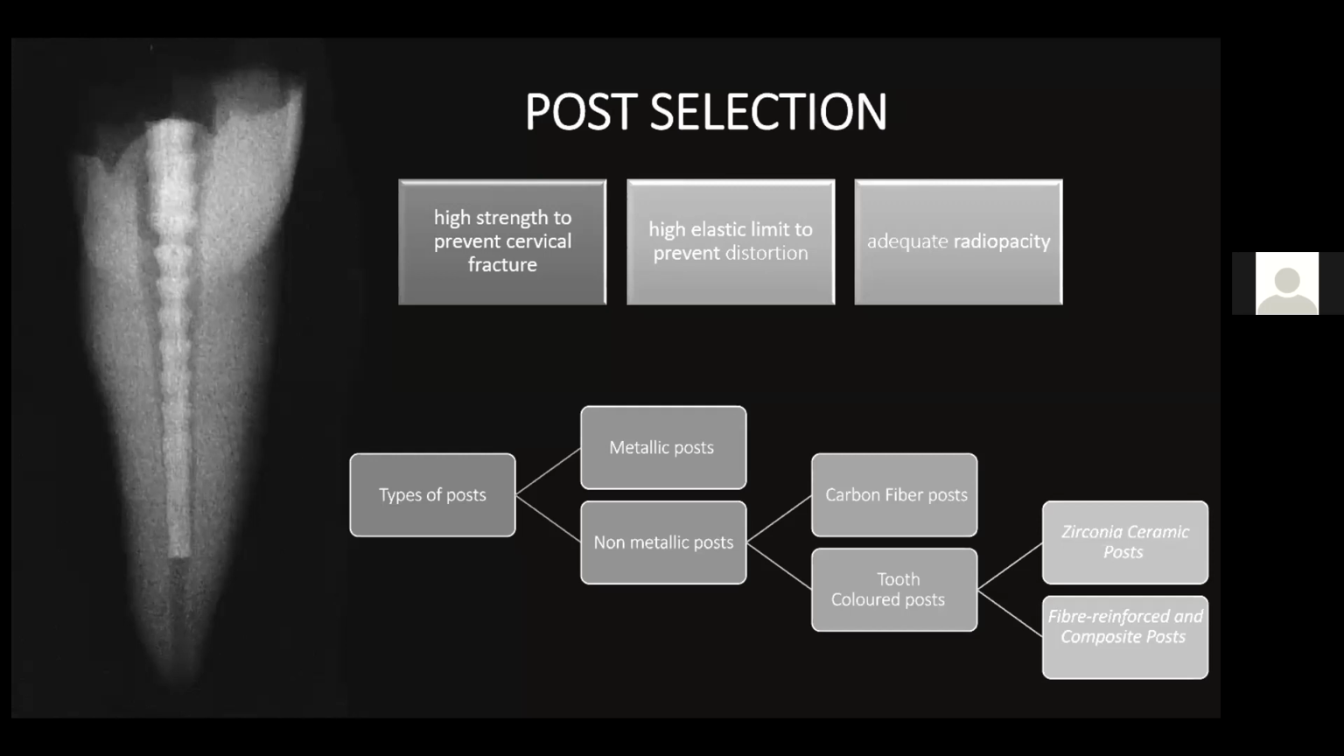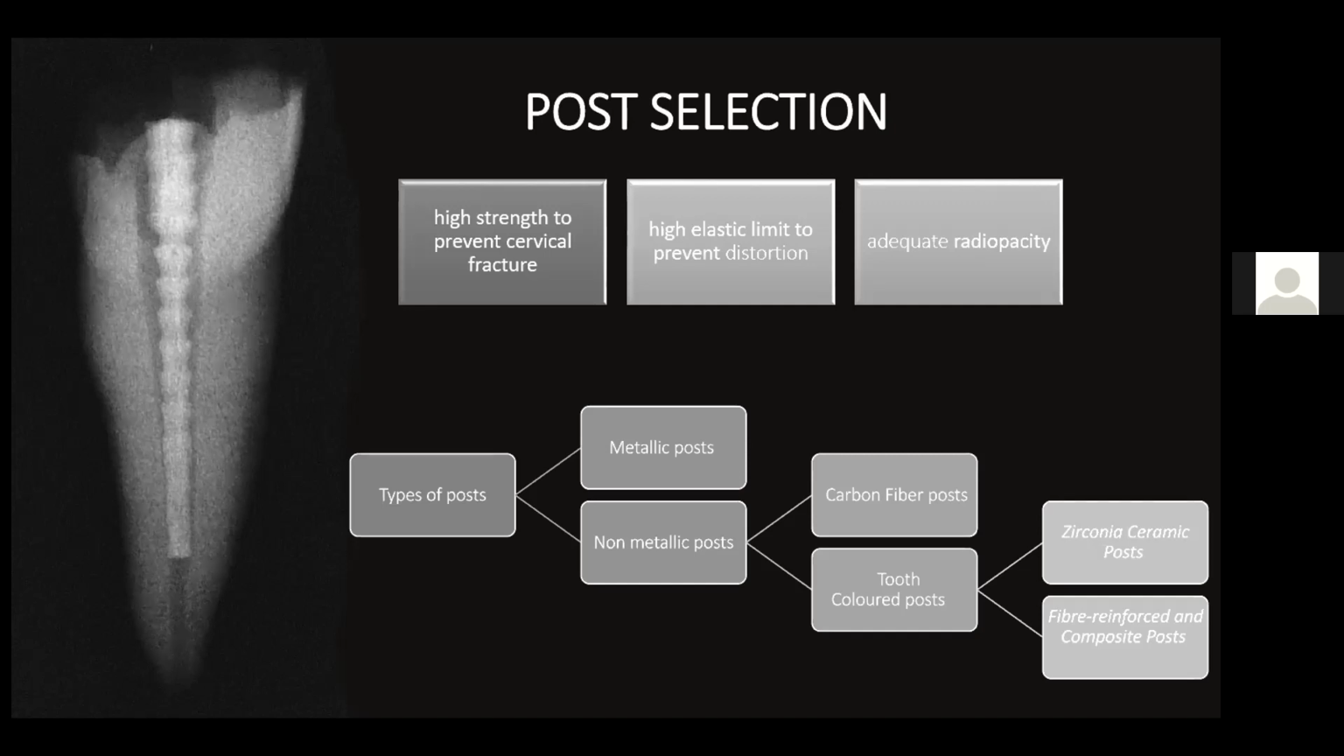Now, for non-metallic posts, let's start with the carbon fiber posts. They have no radiopacity and they're black in color. Both are disadvantages. They're also quite stiff and very comparable in stiffness to metallic posts.